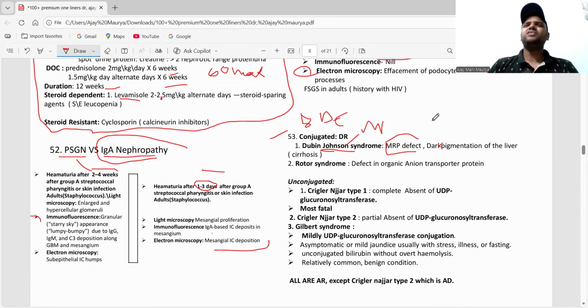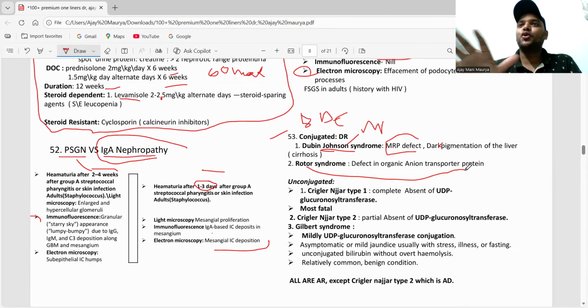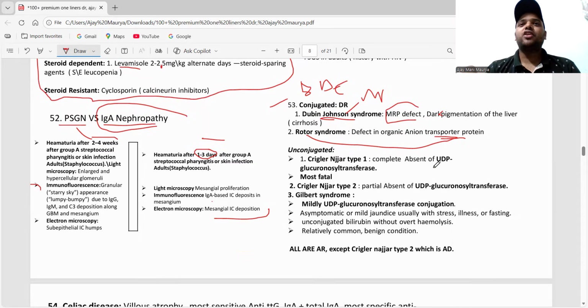Done. Next, coming to Rotor syndrome. Defect in the organic anion transport protein. Rotor, motor, this is the transporter. What transporter? Anion transporter. Defect in the organic anion transporter protein. Done. Next one, come to unconjugated.